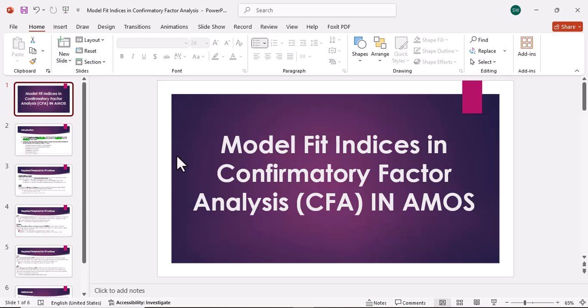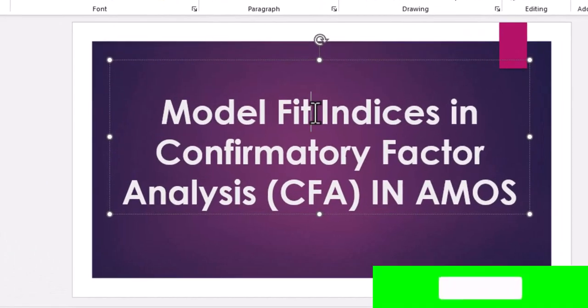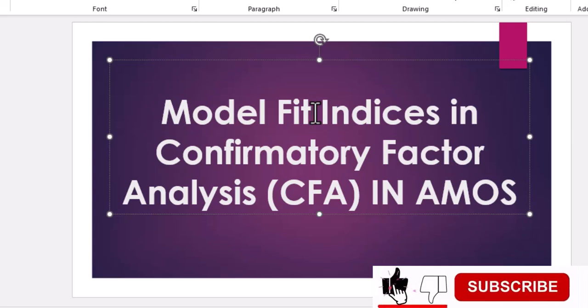Welcome again. In this video we are going to discuss the model fitness indices in confirmatory factor analysis in AMOS. So we are going to discuss the fit indices that are used in confirmatory factor analysis. In our previous video we mentioned that in confirmatory factor analysis, CFA, we are trying to fit the data to the model. So when you are fitting this data to the model, there are different fit indices that are calculated so that you can be able to tell whether the data fits the model appropriately.